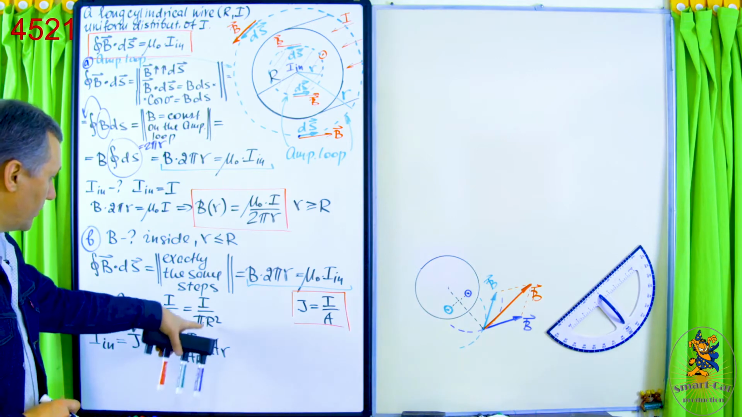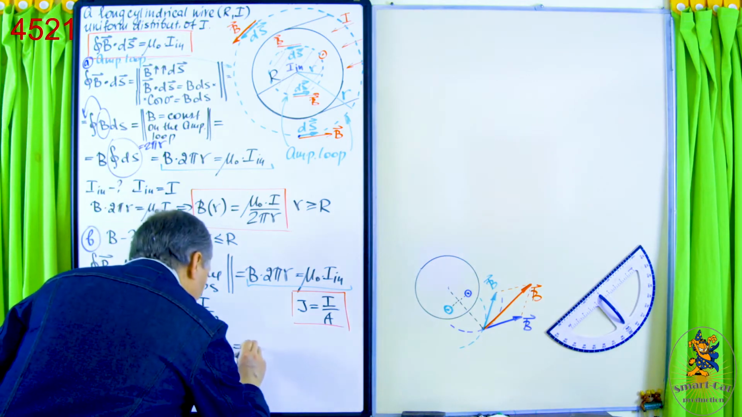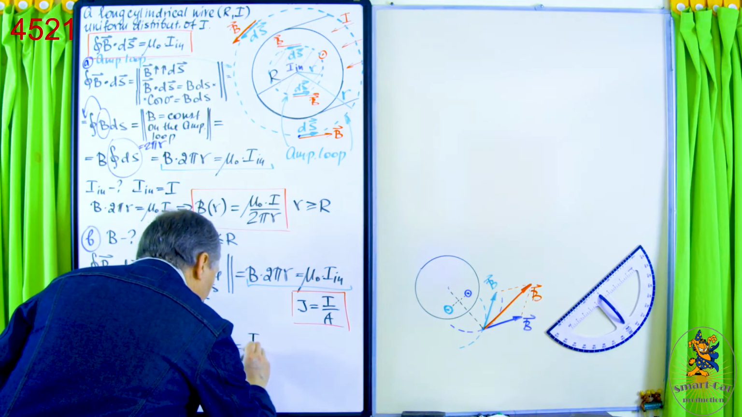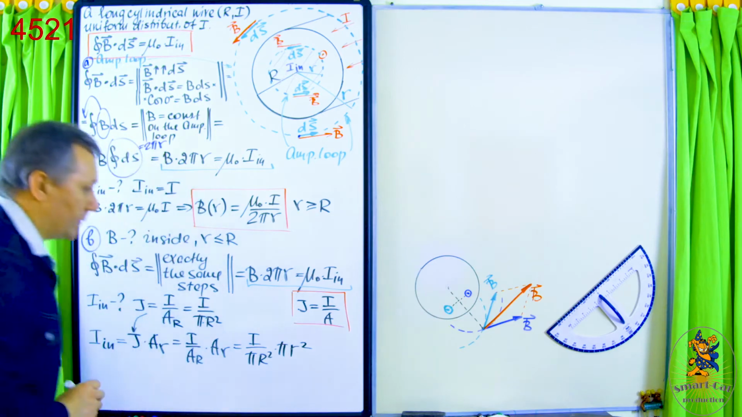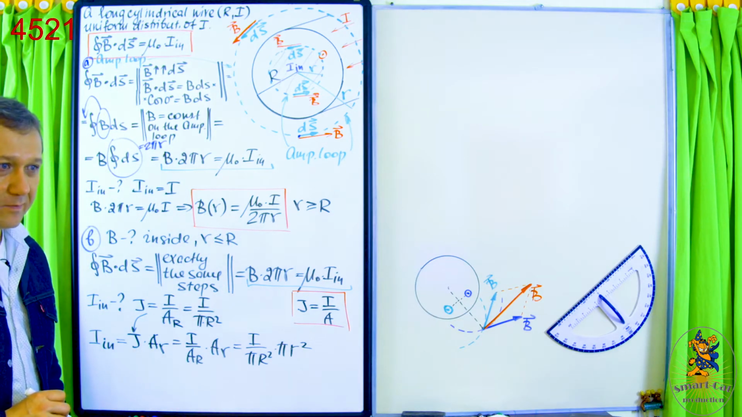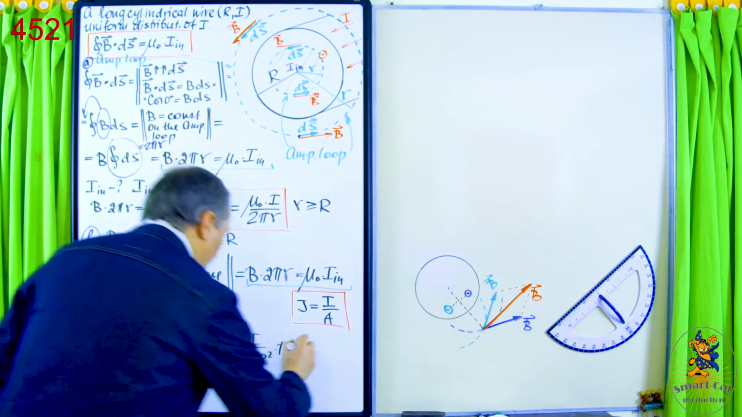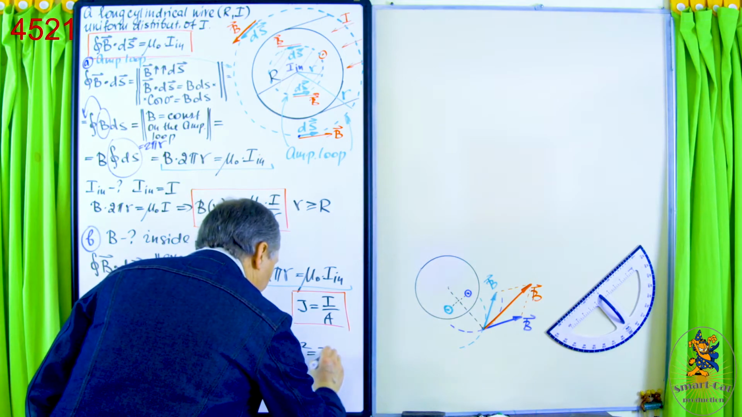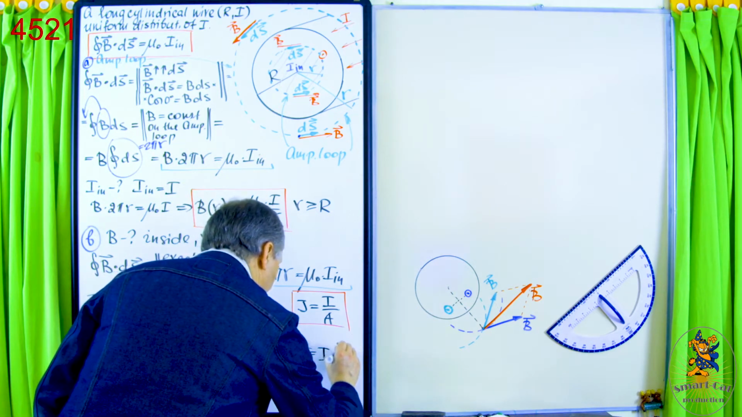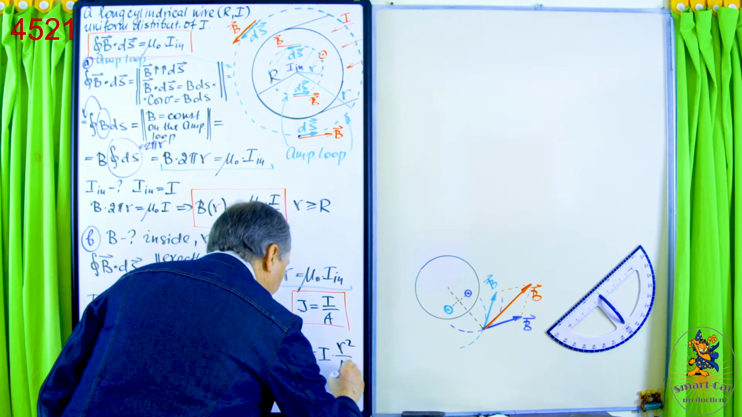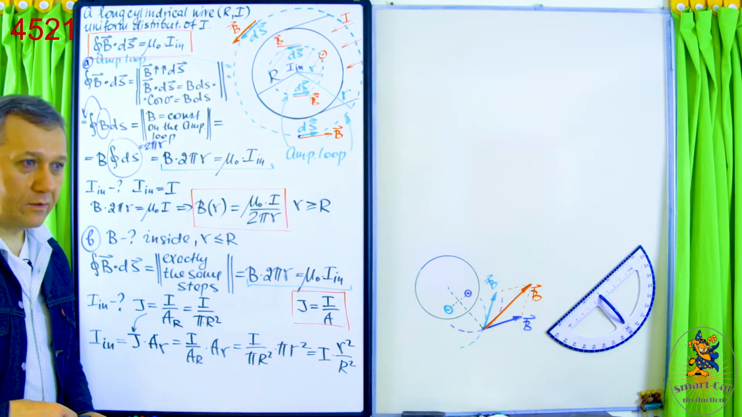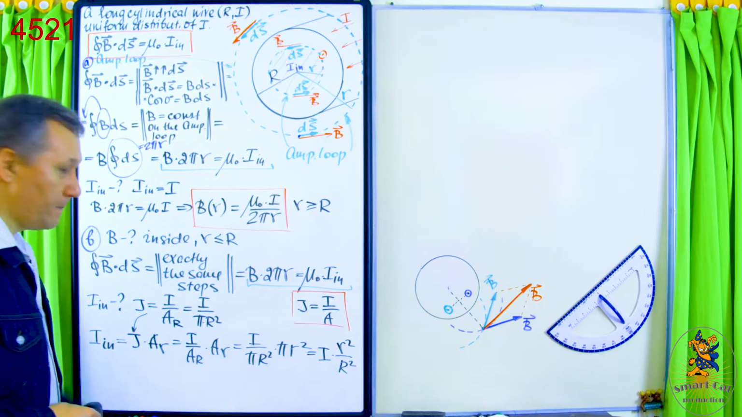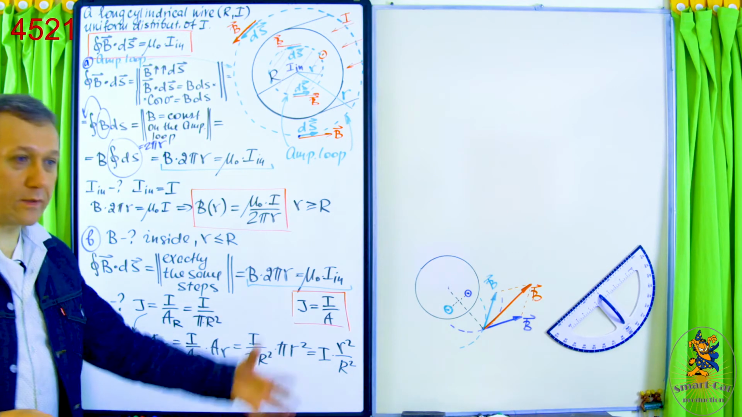Okay, so now let's write these areas explicitly. It will be I divided by pi R capital squared times pi R small squared. Pi gets cancelled. And as a result, we have the expression I times R small squared divided by R capital squared. So that's the I enclosed. I usually do this.